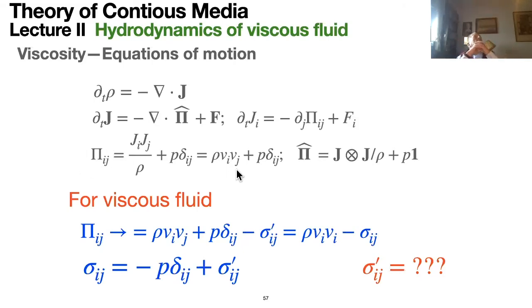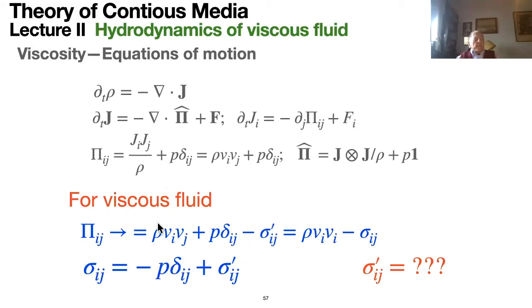And what is happening when we have a liquid which is viscous? When the liquid is viscous, we will assume that the viscosity is just due to the internal friction we discussed in the phenomenological part. That can be incorporated into our Euler equations by changing the definition of the stress tensor.